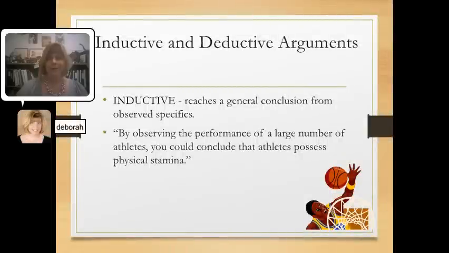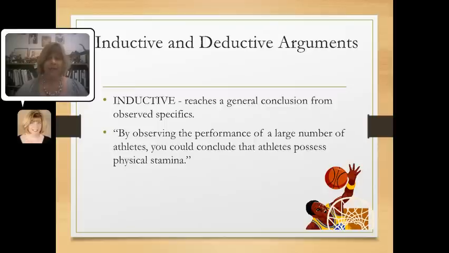Within these arguments, there are two different types that you can break it down into even more: inductive and deductive. Inductive is going to reach a general conclusion from observed specifics. We're going to notice a bunch of little tiny character traits and then synthesize them together into an overall observation. So by observing the performance of a large number of athletes, you could conclude that athletes possess physical stamina.